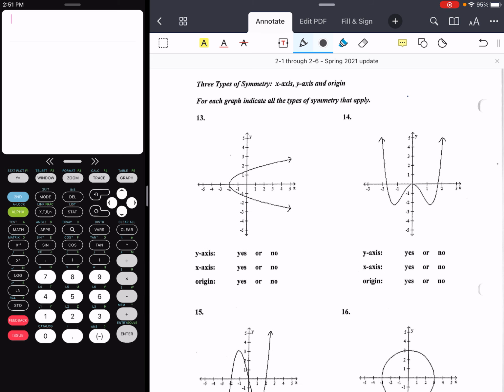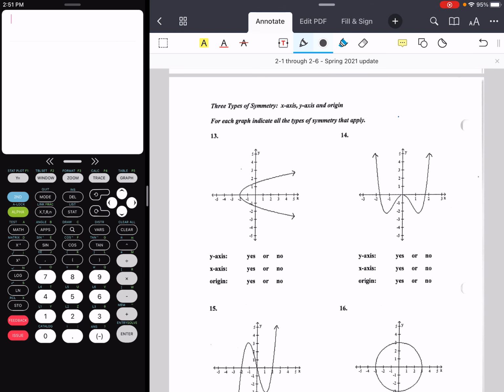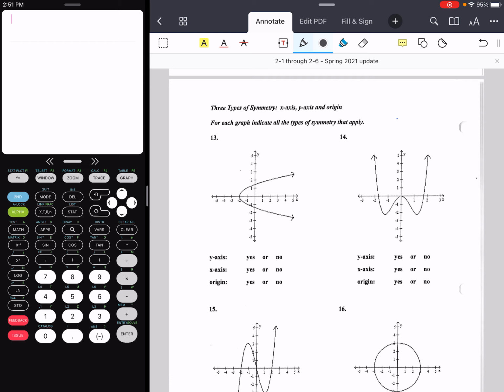For number 13, if we're looking for y-axis symmetry, that would mean for every x, y ordered pair, there should be a matching negative x, y ordered pair. And I don't see that. I don't see a match from left to right across my y-axis. So no, we don't have y-axis symmetry.